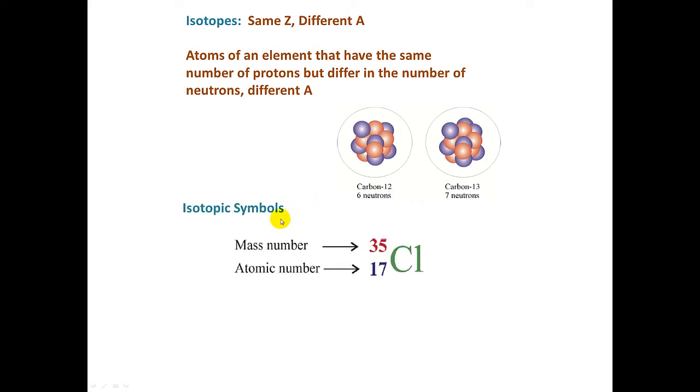In order to represent isotopes, we use isotopic symbols. We write an isotopic symbol by writing the element symbol, and then in the upper left-hand corner as a superscript, we write the mass number, and in the lower left, as a subscript, we write the atomic number.